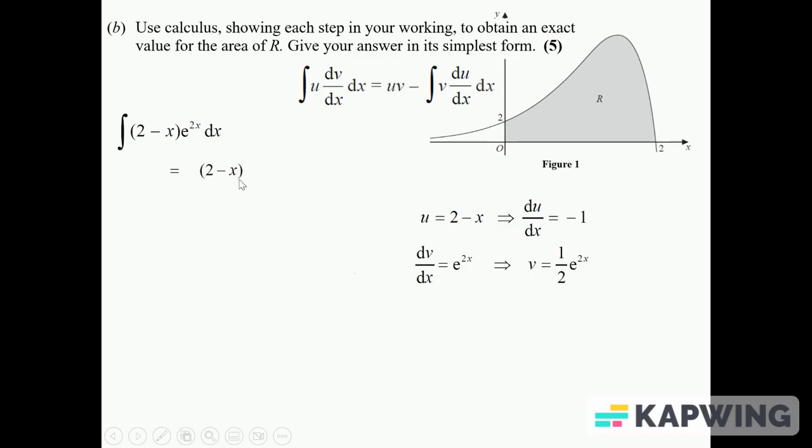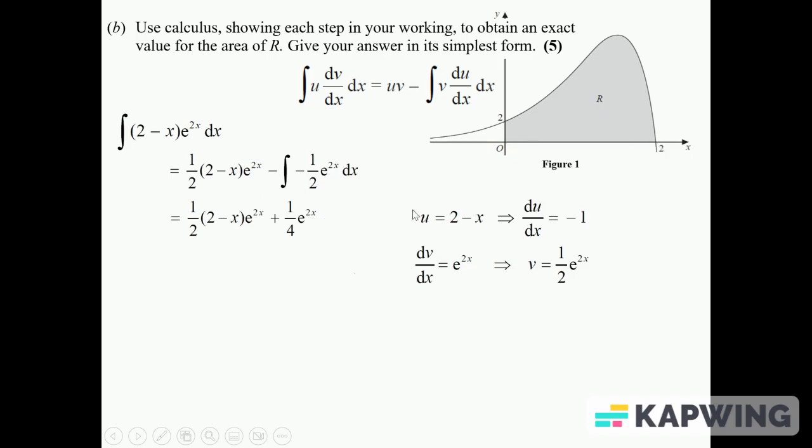So this is going to be the u times the v, 2 minus x times by this, half (2 minus x) e to the 2x, then minus, then the v times du by dx. Du by dx is minus 1, so it's these two multiplied together, so it's just minus a half e to the 2x. Then integrating this, e to the 2x, remember, was a half, so this is going to be a quarter. I've got a minus and a minus, so it's just plus a quarter e to the 2x.